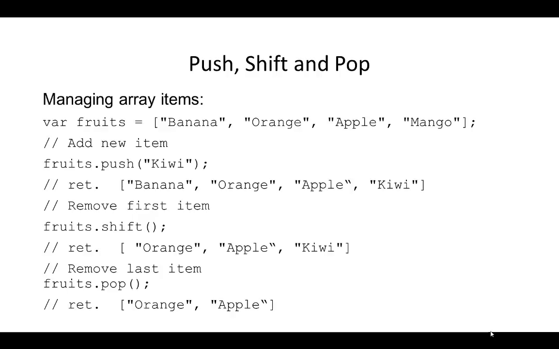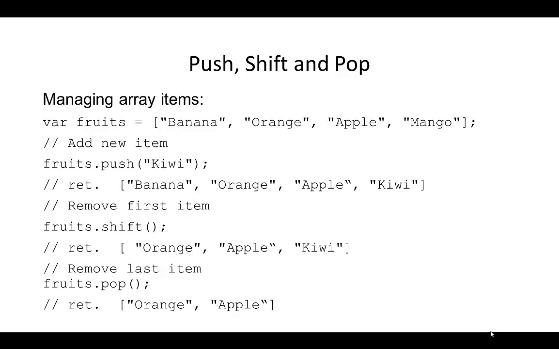It's quite common that you don't actually need to care about the index of values. You just want to add another value to your list, or take one off your list. So it's as common or more common to use the push, shift, and pop methods to populate an array as it is to actually use the indexes on the array.